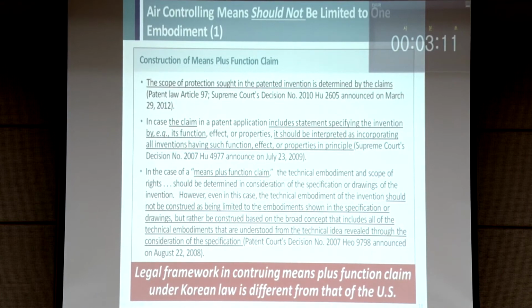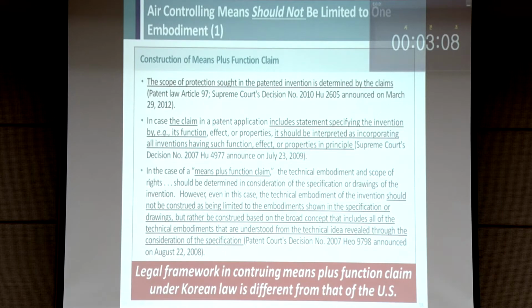The patent court also clarifies these principles, saying that a means plus function claim should not be construed as being limited to the embodiment shown in the specification or drawing, but rather be construed based on the broad concept that includes all of the technical embodiments that are understood from the technical idea, reviewed through consideration of the specification. So, it is very important to note that such a legal framework in construing means plus function claims under Korean law is different from that of the US, as stated by the Defendant's Counsel.